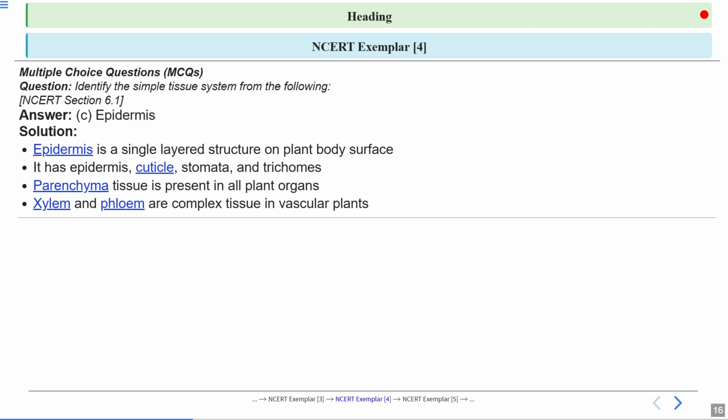So parenchyma tissue is present in all plant organs, and xylem and phloem are the complex tissues in the vascular plant. Clear? Parenchyma is a tissue, but it is found in which tissue system? Ground tissue system. The question is asked about the tissue system, not about tissue. Hope it is clear, right? Let's move to the next question.